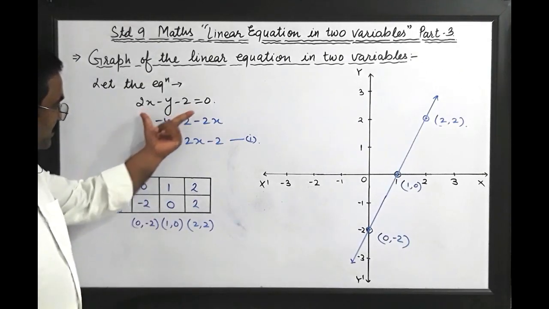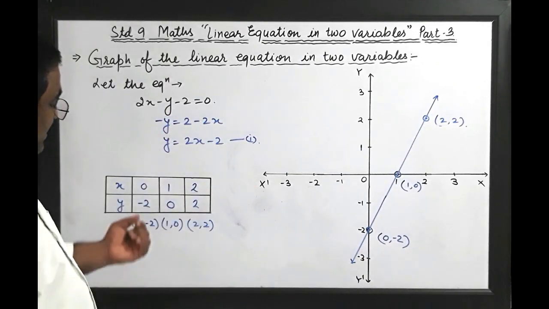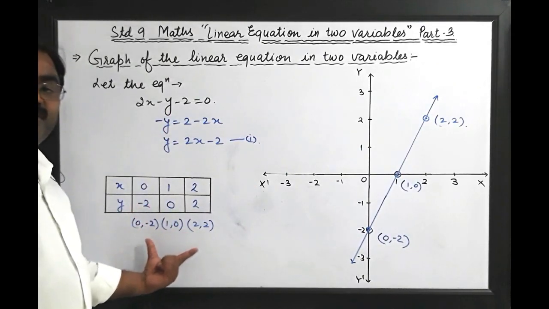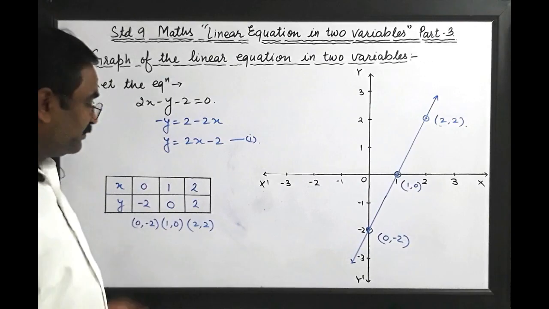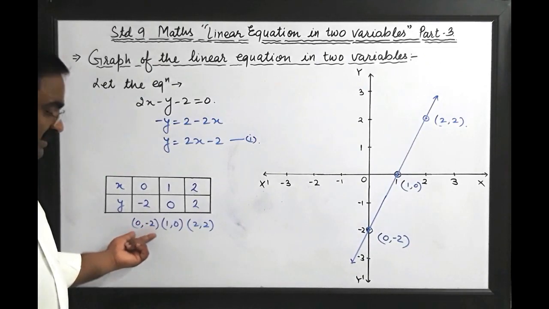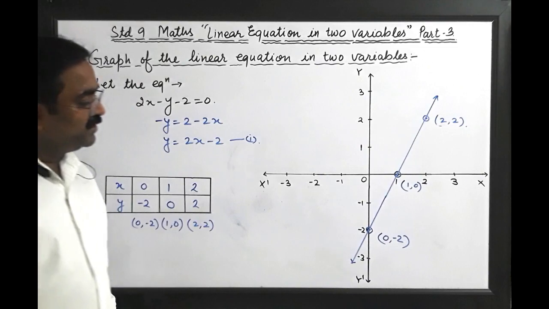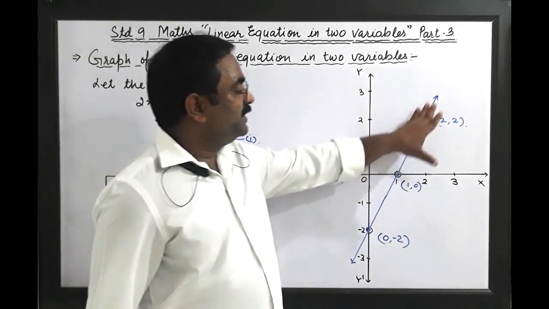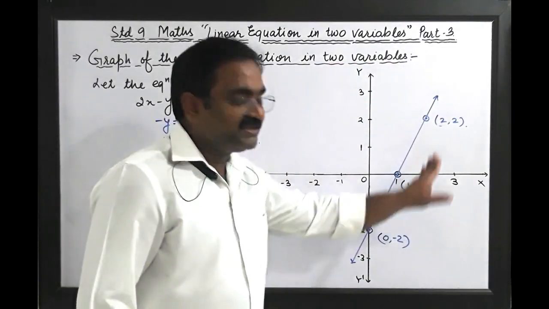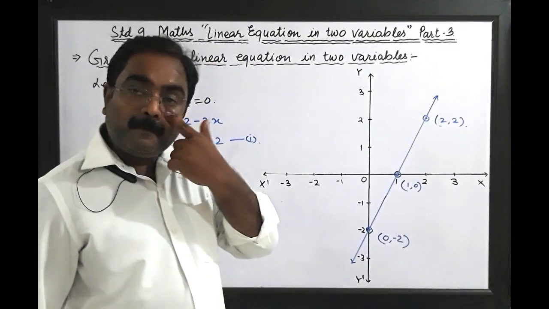After solving this equation for the value of y in terms of x, we have got 3 ordered pairs, meaning 3 solutions of this equation, which were 0, -2; 1, 0; and 2, 2. After plotting these 3 points in our Cartesian system, we got a straight line, which is a linear line.